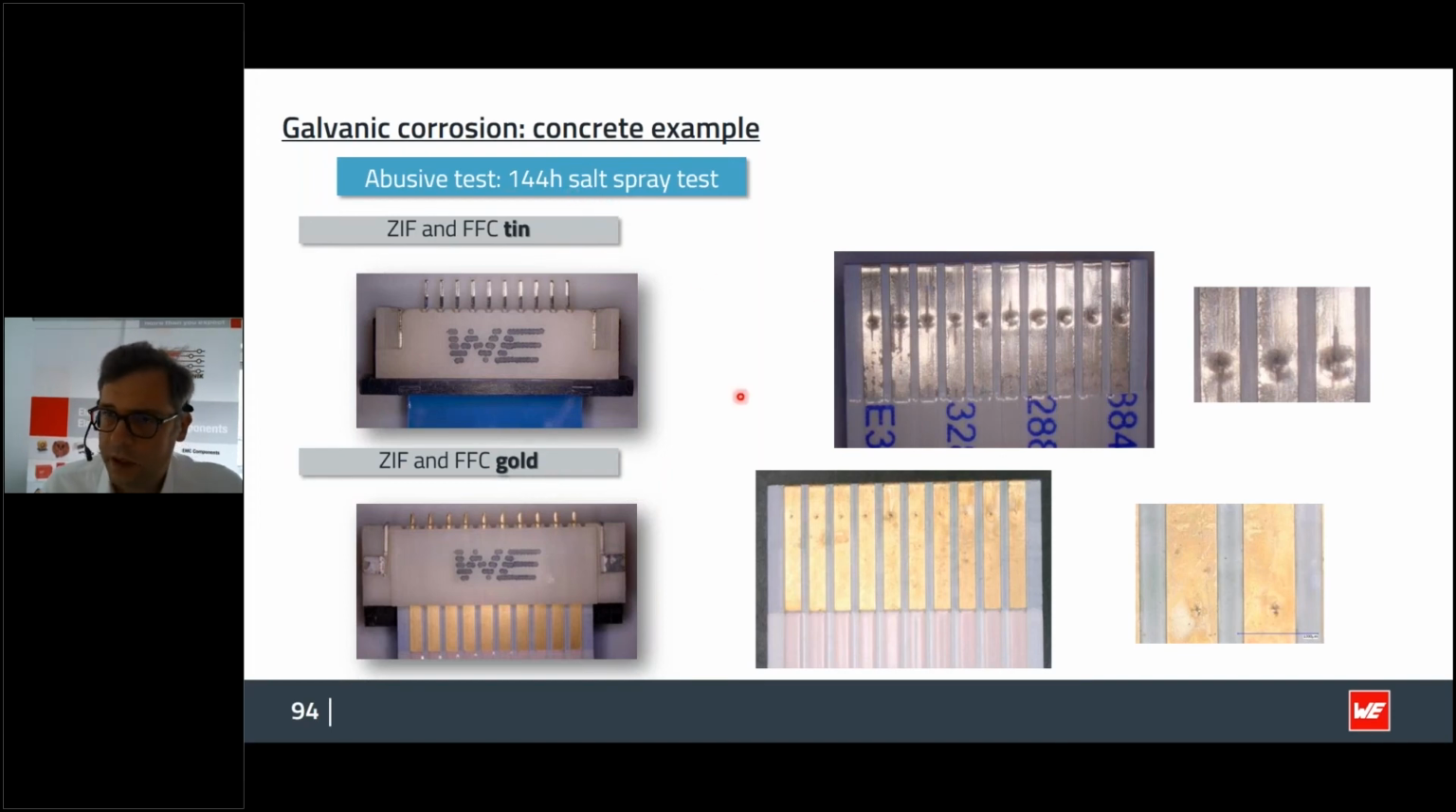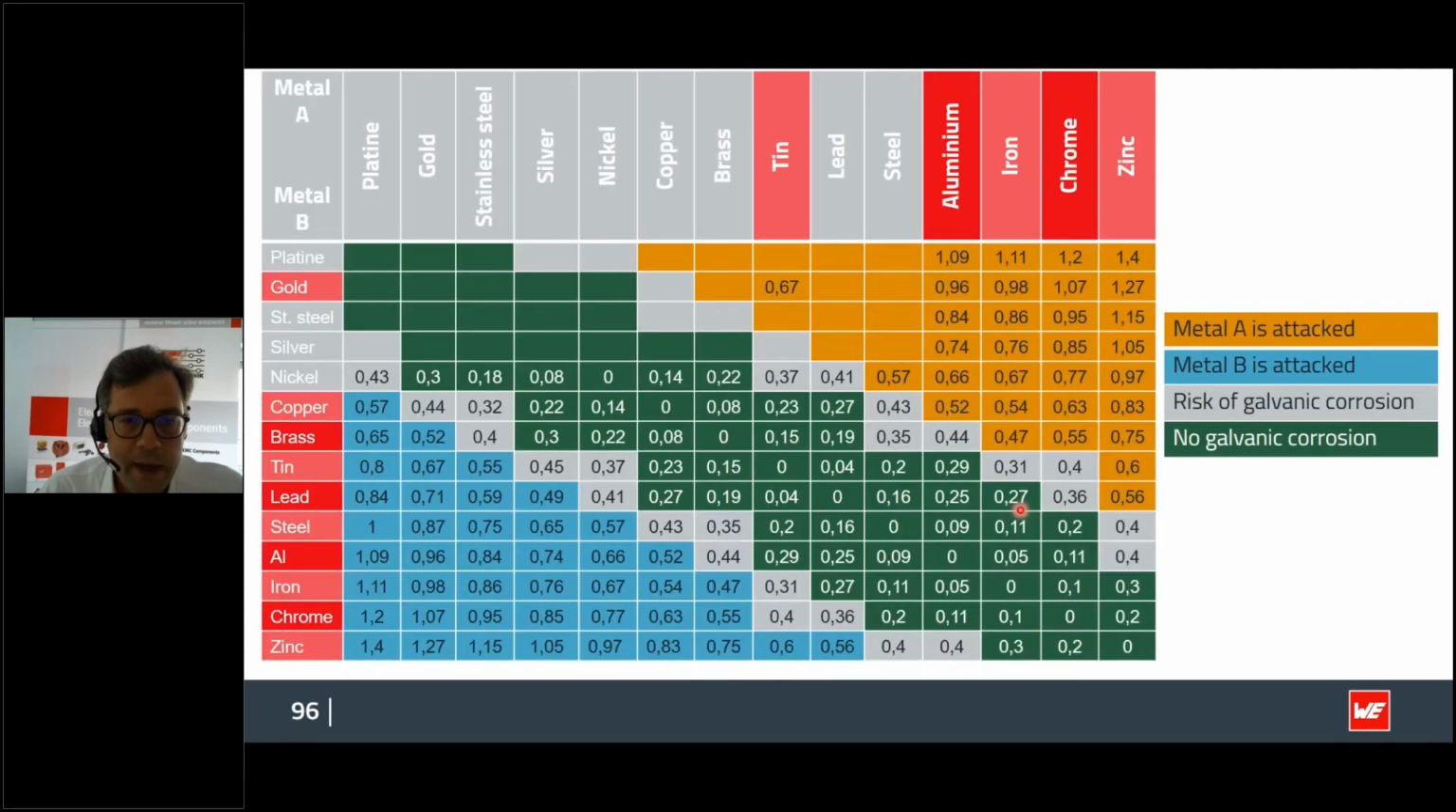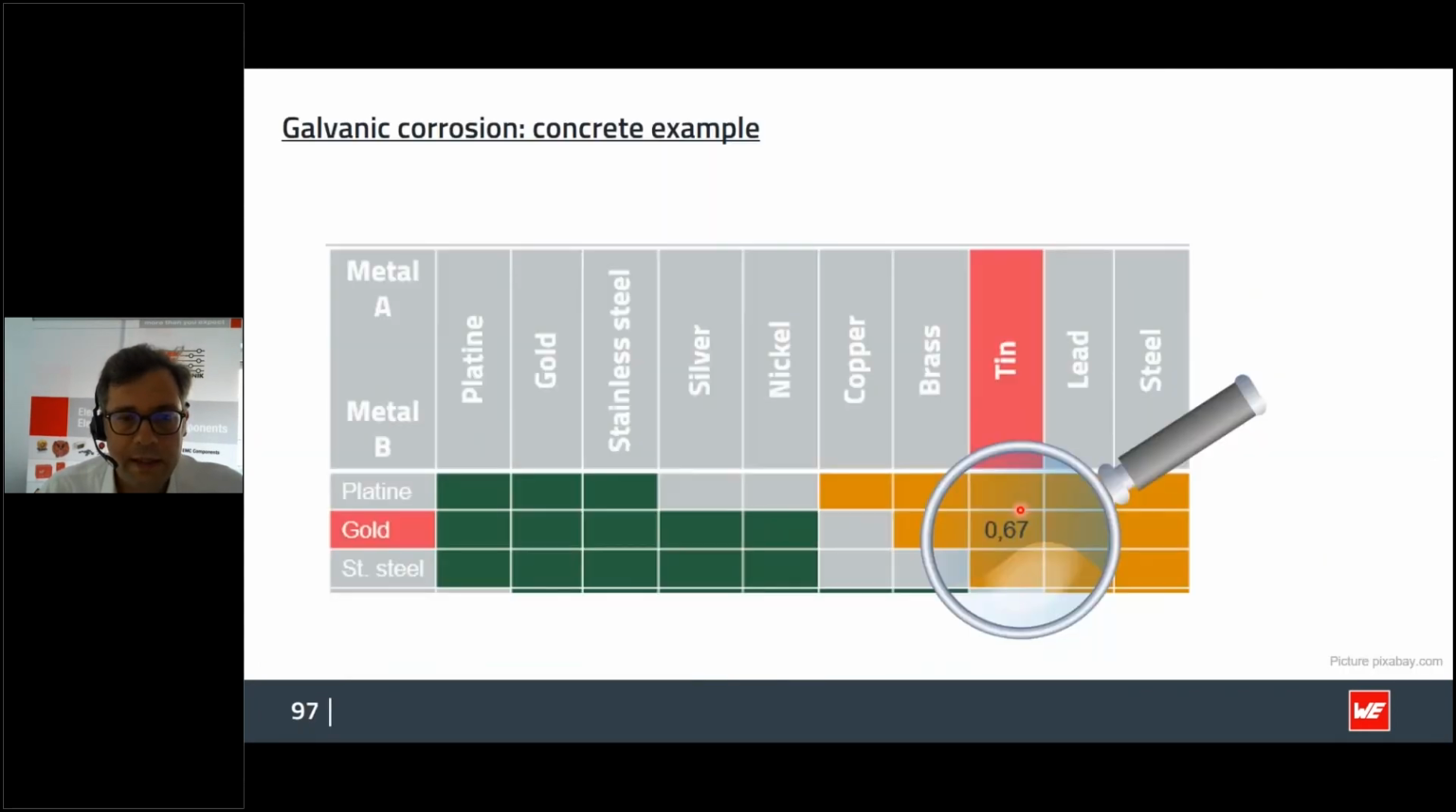And what you can see over here, you do have some indentations of the counterpart. That is not critical at all. You can see also these indentations on the other side of the FFC. But if you have a combination between gold and tin on the other side, you can see that you've got an area which is a bit more critical.